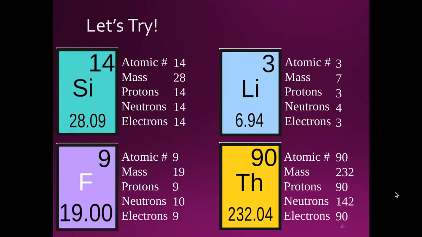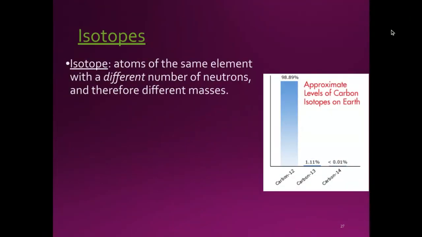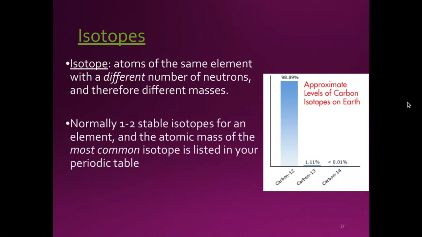So when we change the number of neutrons, that's what you call an isotope. So isotopes are atoms of the same element that just have a different number of neutrons. Therefore, they just have a different mass. It doesn't do anything to the overall charges. Now, carbon, for example, has a couple different isotopes. There's carbon 12, carbon 13, carbon 14.